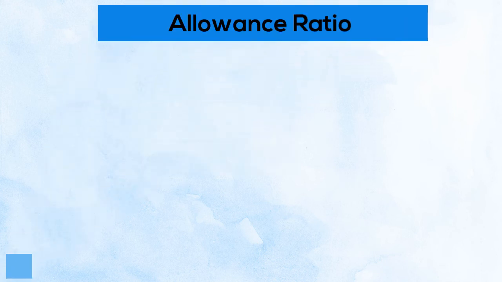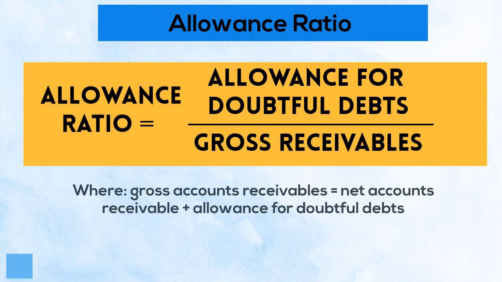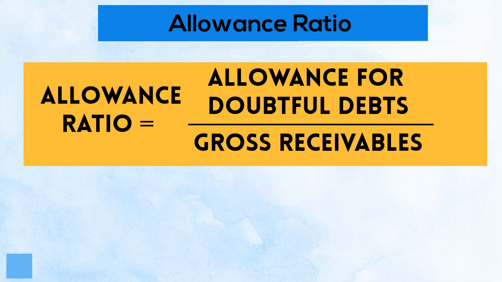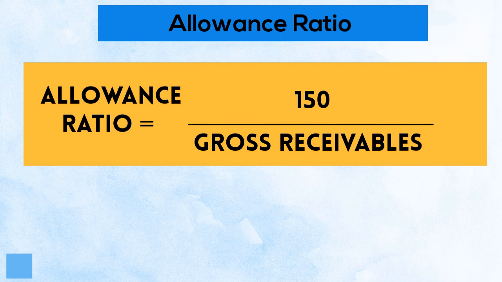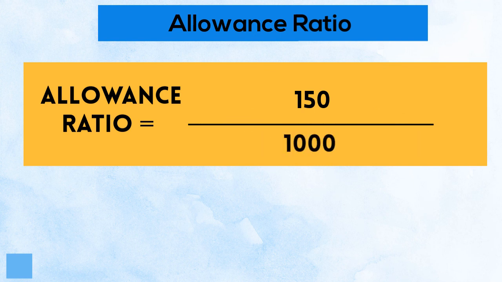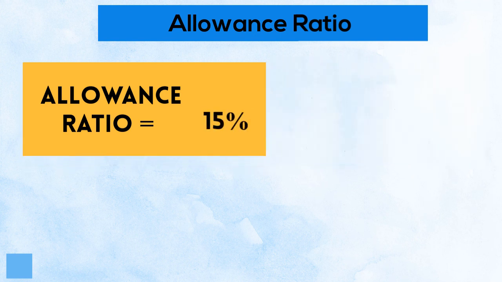Next, the allowance ratio compares a business's allowance for doubtful debts to their gross receivables. This ratio tells us the estimated percentage of receivables that will be uncollectible in the future. A higher ratio suggests that more receivables will be uncollectible. Therefore, businesses prefer a ratio that is as low as possible. In this example, we have 150 divided by 1,000, which equals 15%.